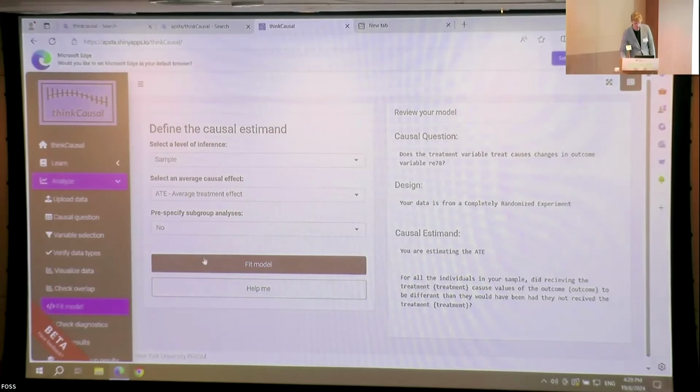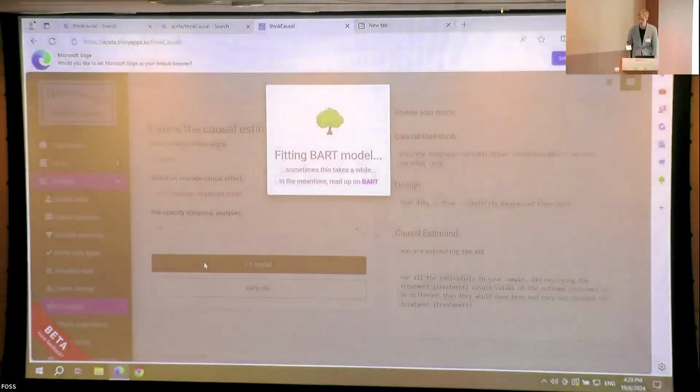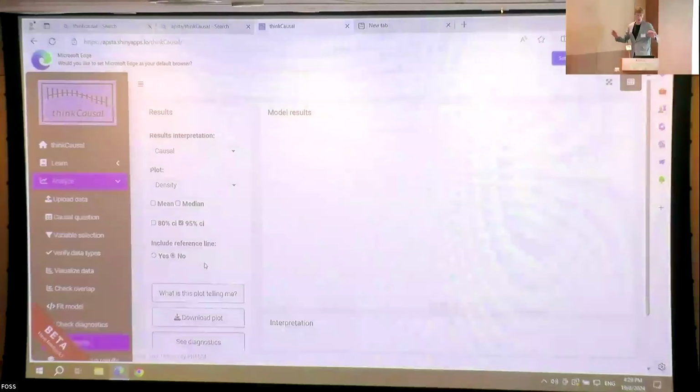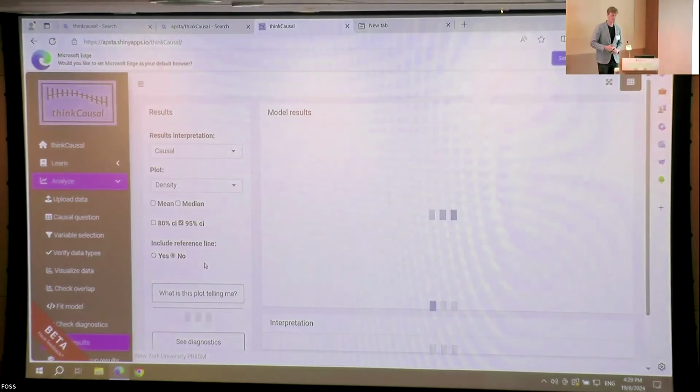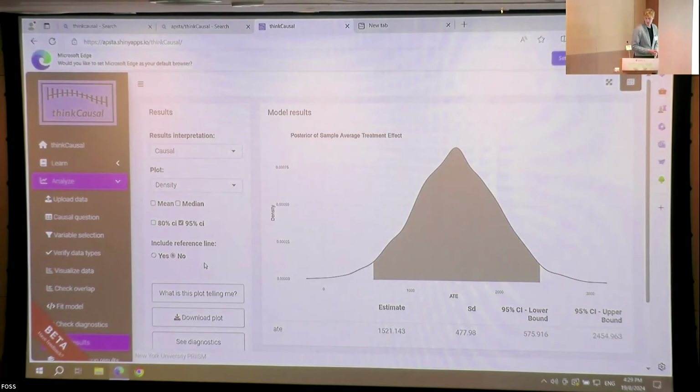And then I'm going to fit this model. And now it's fitting my BART model for me. It's going to take me to the results. And this is really the whole process. So my average treatment effect is about $1,521 US. The 95% CIs don't contain zero.